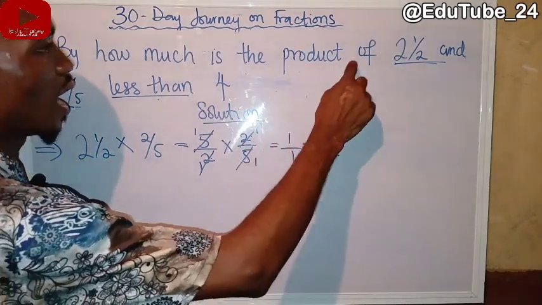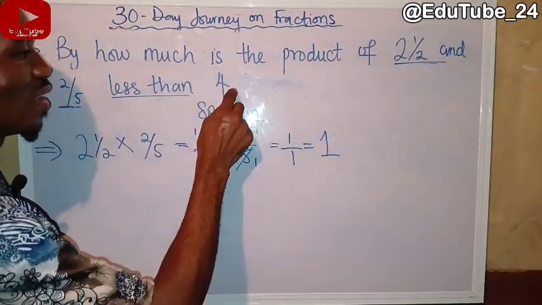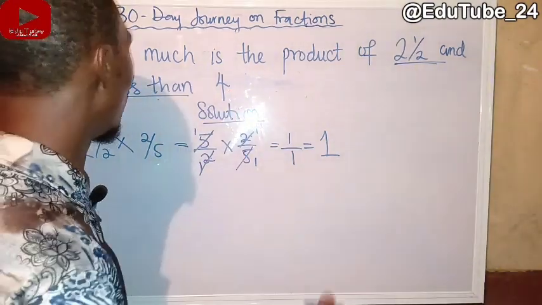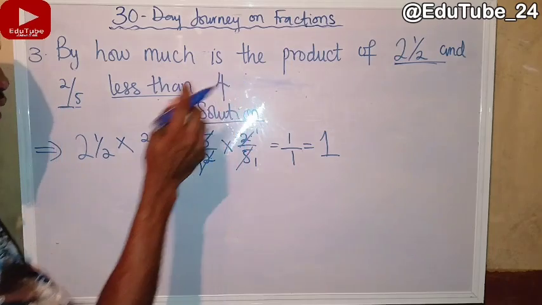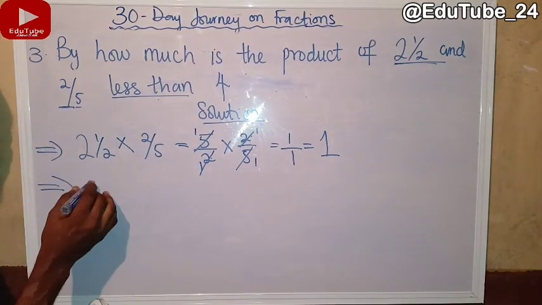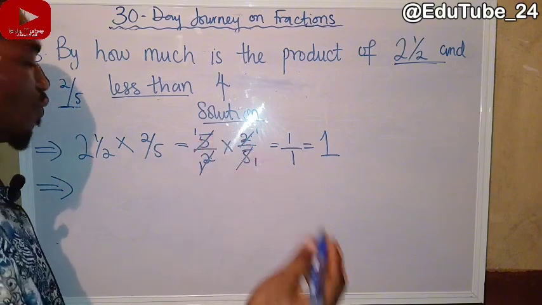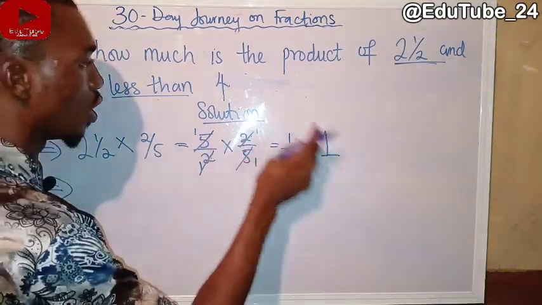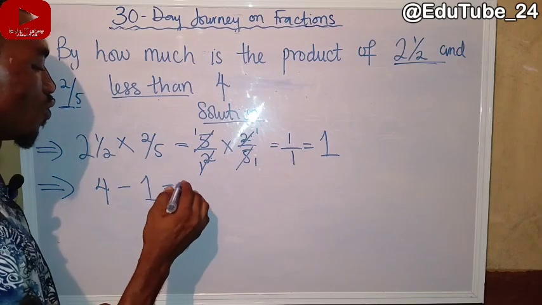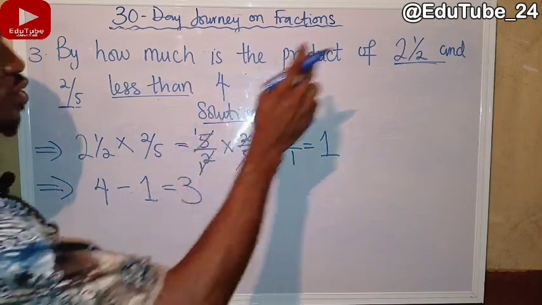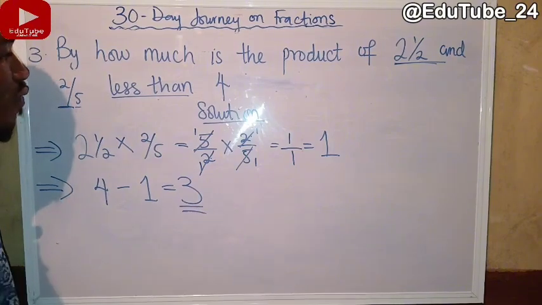That means by how much is the value of what we have gotten in this product less than 4. So I know you're already cooking up the answer in your mind, but how much is 1 less than 4? So to find out, we just simply write 4 take away 1, and that gives us what? 3. So meaning that this is less than 4 by 3, which is our final answer.